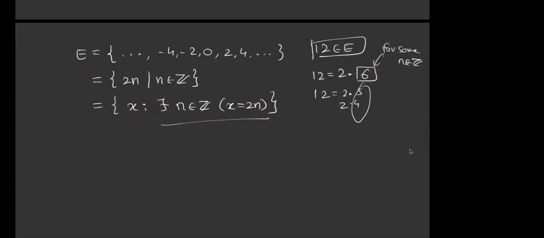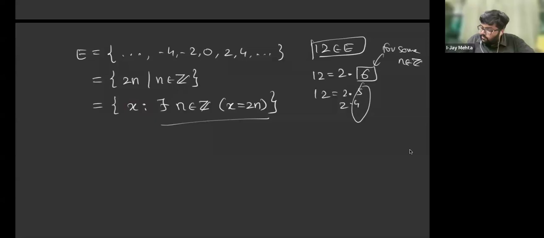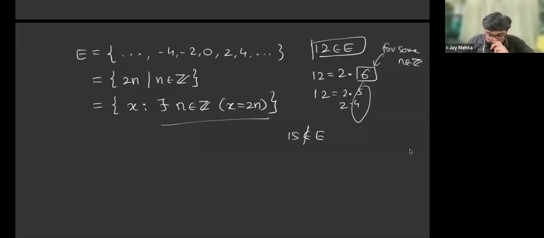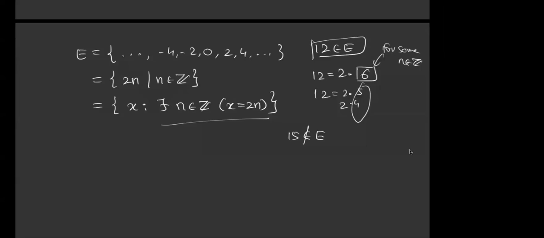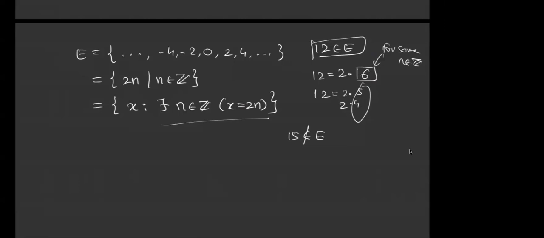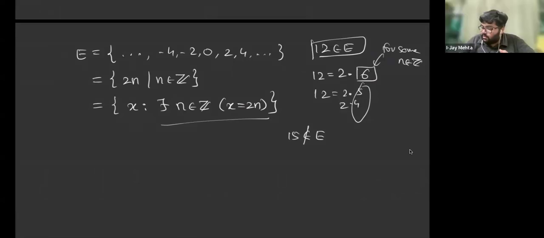So now my next question was like this: 15. Is it in E or not? No, it is not in E. Why is it not in E? Because we cannot write 15 as some integer multiple of 2. Some or any integer multiple? Any integer, sorry, any. So that's what we said, that I cannot write 15 equals 2n given any n, right?